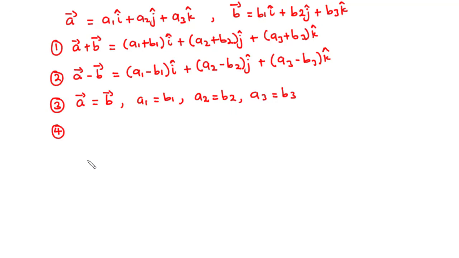Now the multiplication of vector A by a scalar, say lambda, is given by lambda times vector A, and that is equal to, you are going to multiply each component of vector A by lambda. So you have lambda A1 i cap plus lambda A2 j cap plus lambda A3 k cap. So having this in mind, let's try a few examples.